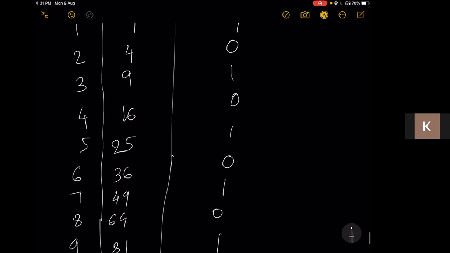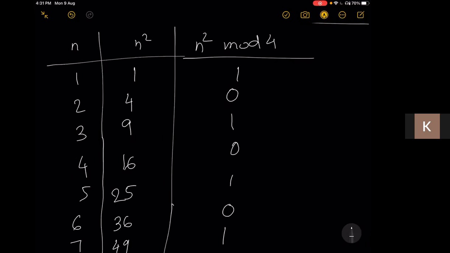I'm just showing you a pattern, but actually you can prove it, and I gave it in a homework in a previous class that for any integer n, n square is congruent to 0 or 1 mod 4. Okay. So it cannot be 2 mod 4. It cannot be 3 mod 4. 4 mod 4 is just 0 mod 4.